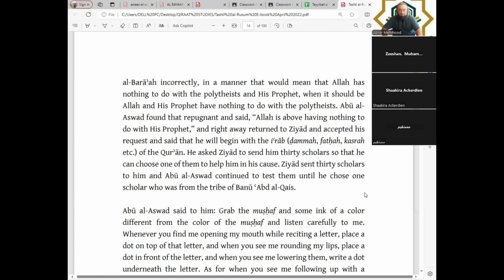of the Quran. He asked Ziyad to send him 30 scholars so that he could choose one of them to help him in his cause. Ziyad sent 30 scholars to him, and Abu Aswad continued to test them until he chose one scholar who was from the tribe of Banu Abdul Qais.